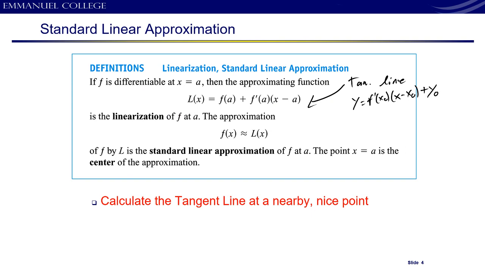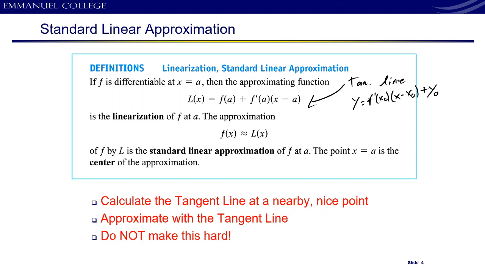So, key things: calculate your tangent line at a nearby nice point. And the reason I say nice point is don't pick a point that's going to be very difficult. If we're talking about squaring a number, don't pick 3.5. Pick 3 or pick 4. You've got to pick something that's going to work nicely. Then you approximate that point with the tangent line. So maybe you're after 3.5, but you do your linearization about 4. Then you can use an approximation about 4 to get close to what 3.5 is.